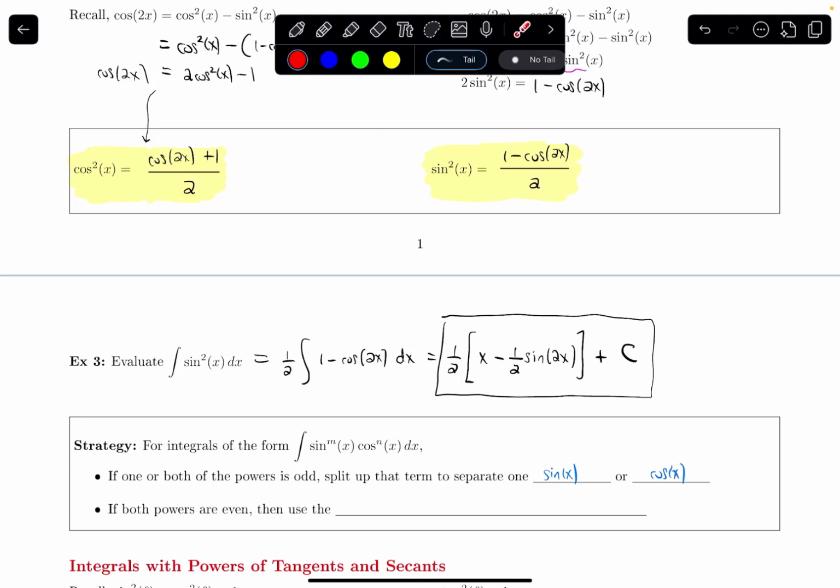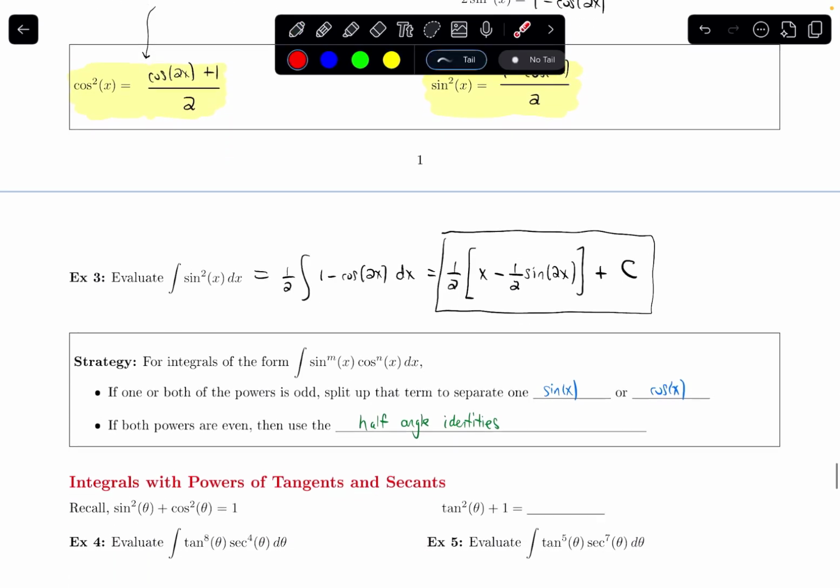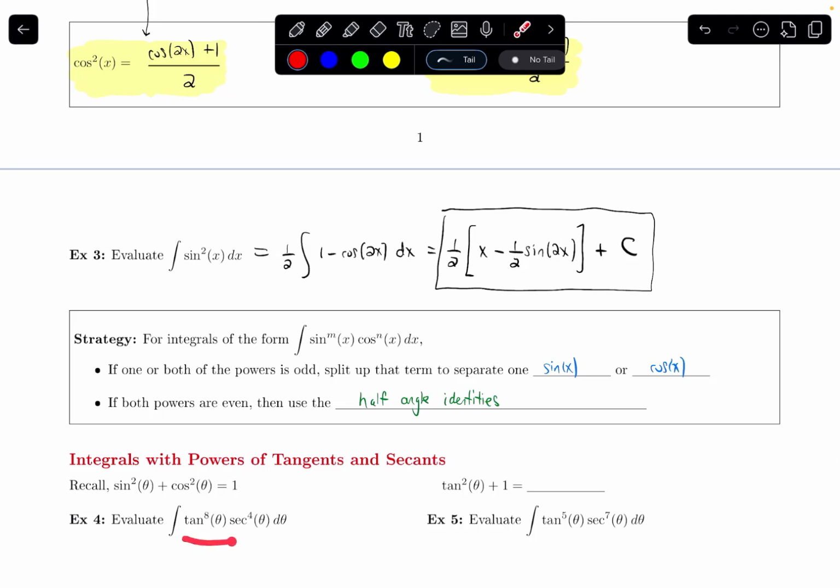If instead both powers are even, which happened in this example, then we have to use these half-angle identities. In the next video, we will see how we do trig integrals that involve powers of tangents and secants.